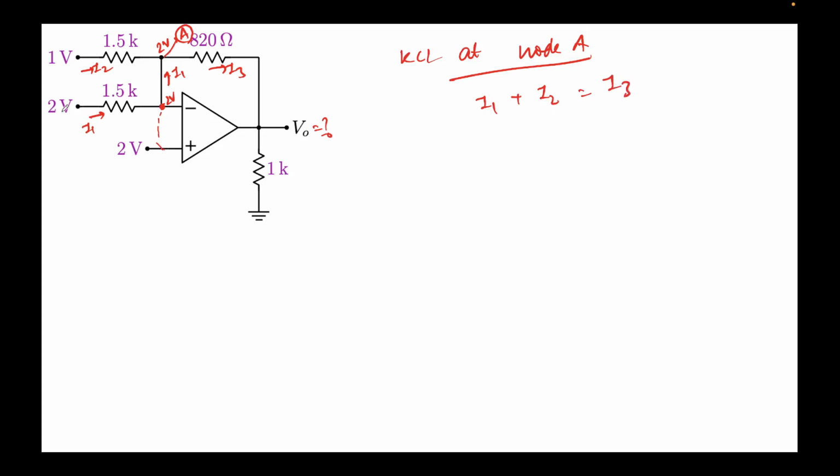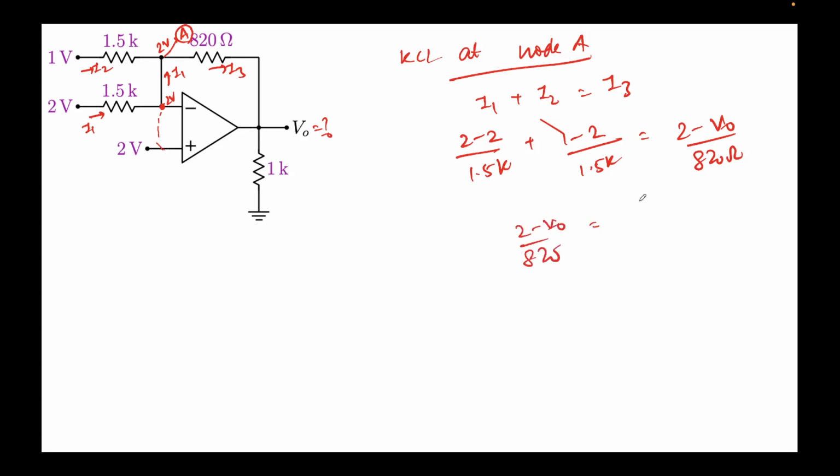I1 I can write as 2 minus whatever this potential is, which also happens to be 2 volts, over 1.5k, plus I2. I2 is this, so that's 1 minus 2 over 1.5k again. This should be equal to I3. I3 will be nothing but 2 minus V0 over 820 ohms. Okay, so this term vanishes. We'll get 2 minus V0 over 820 equal to minus 1 over 1.5k.